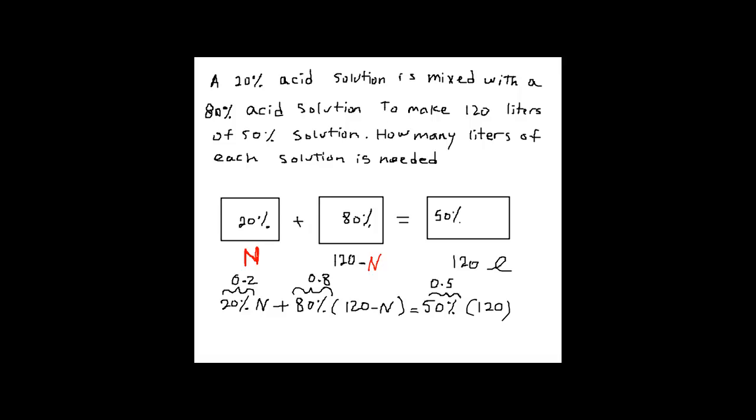And you can multiply each term by 10 to eliminate the fraction. So that would be 5 times 120. And now we don't have any fraction, you can solve for n. Once you find n, then you can subtract that from 120. That gives you the amount in liters you need to use for each of these solutions.